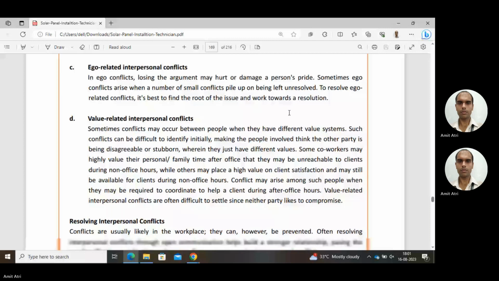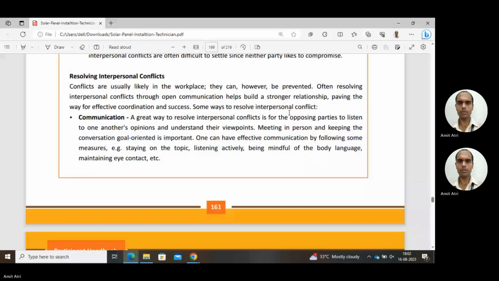So it means we want to resolve any type of interpersonal conflict. In that case, we have to be able to communicate openly. The communication is used to resolve some type of conflict. A great way to resolve interpersonal conflict is for the opposing parties to listen to each other. They should listen: what is their opinion, what are their viewpoints? Meeting in person and keeping the conversation goal oriented is important.